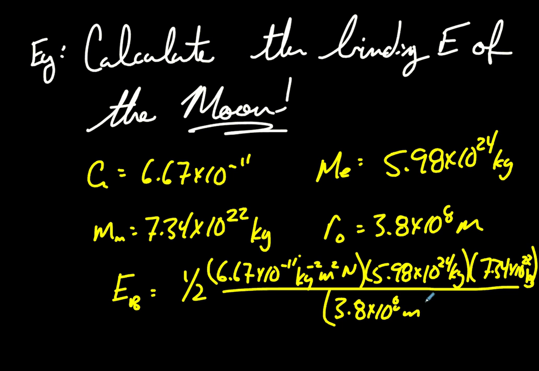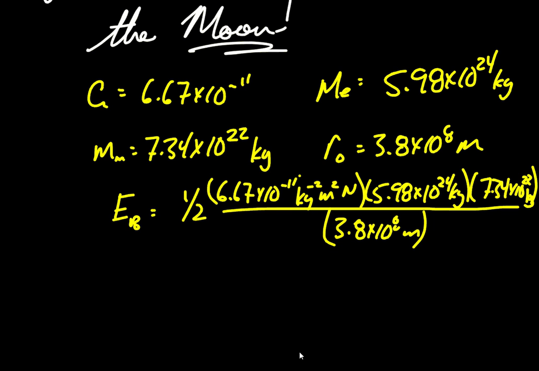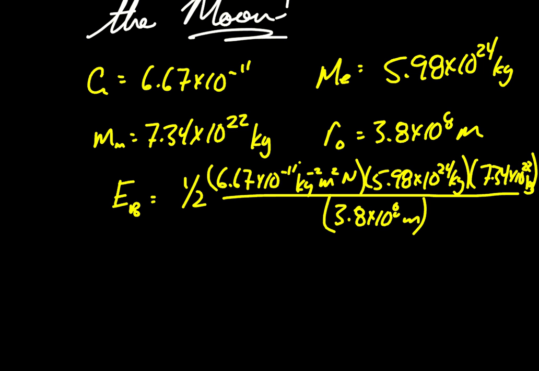And solve. Okay, so that doesn't look like an 8, but that's an 8. So the binding energy of the moon should be roughly 3.86 times 10 to the 28 joules. So if you want to send the moon away and have it never come back, you need to give it this much extra energy than it already has. And that's it for this.